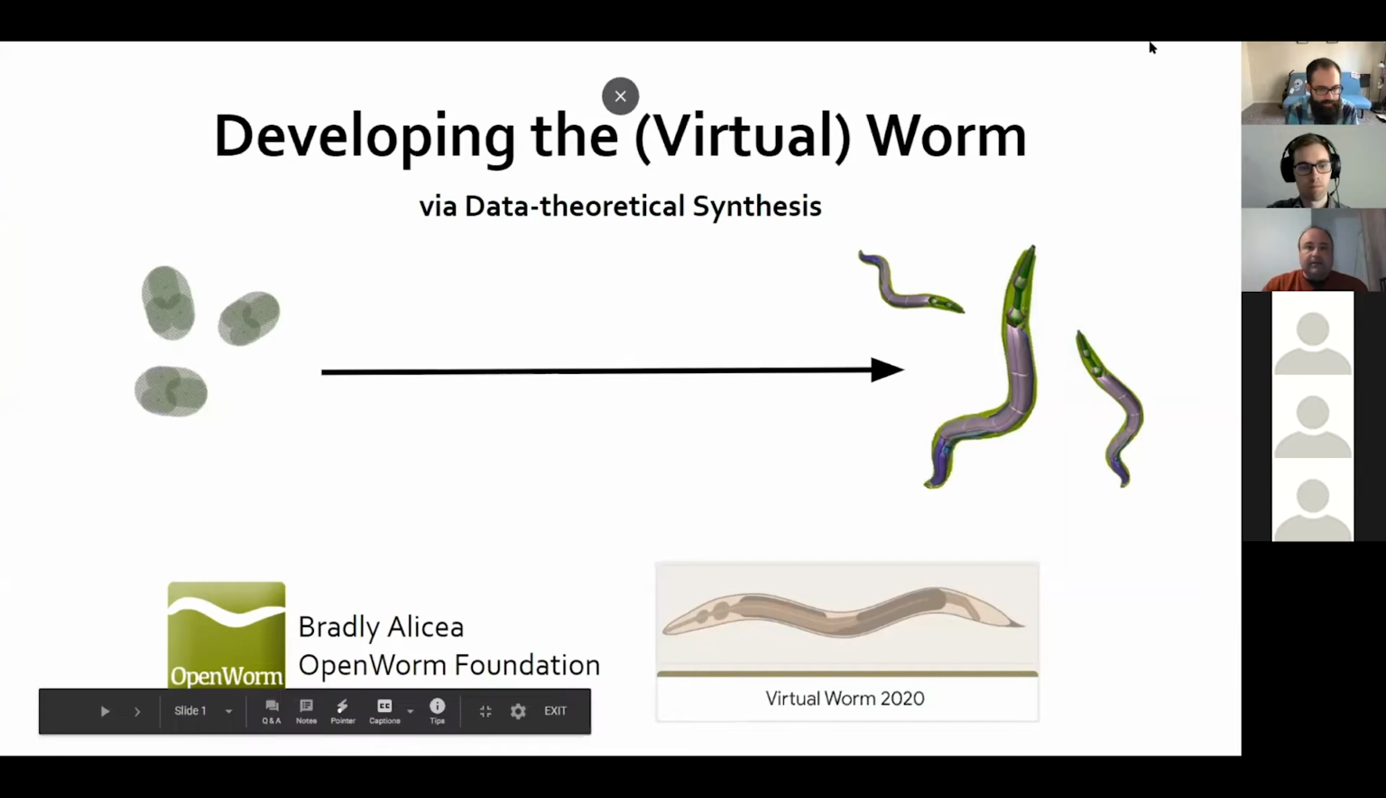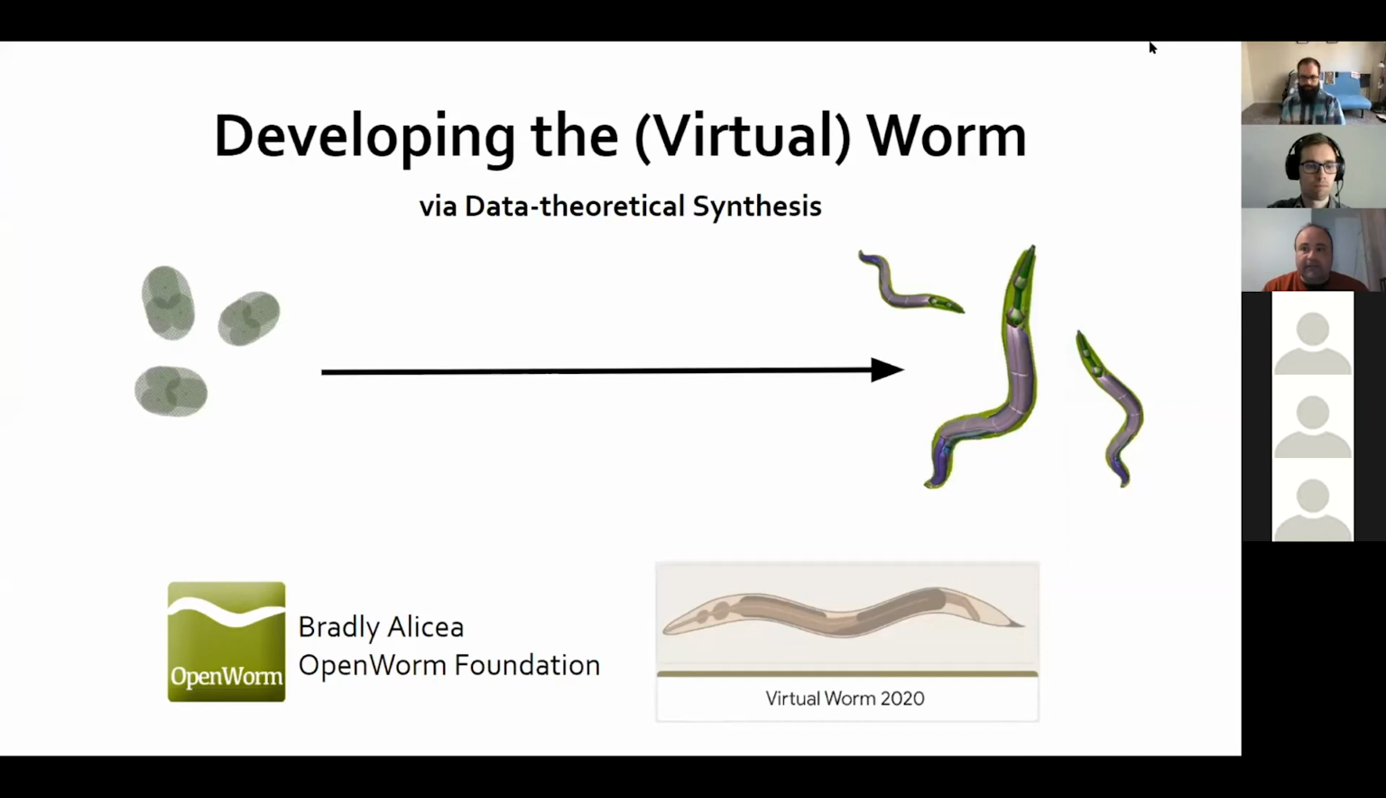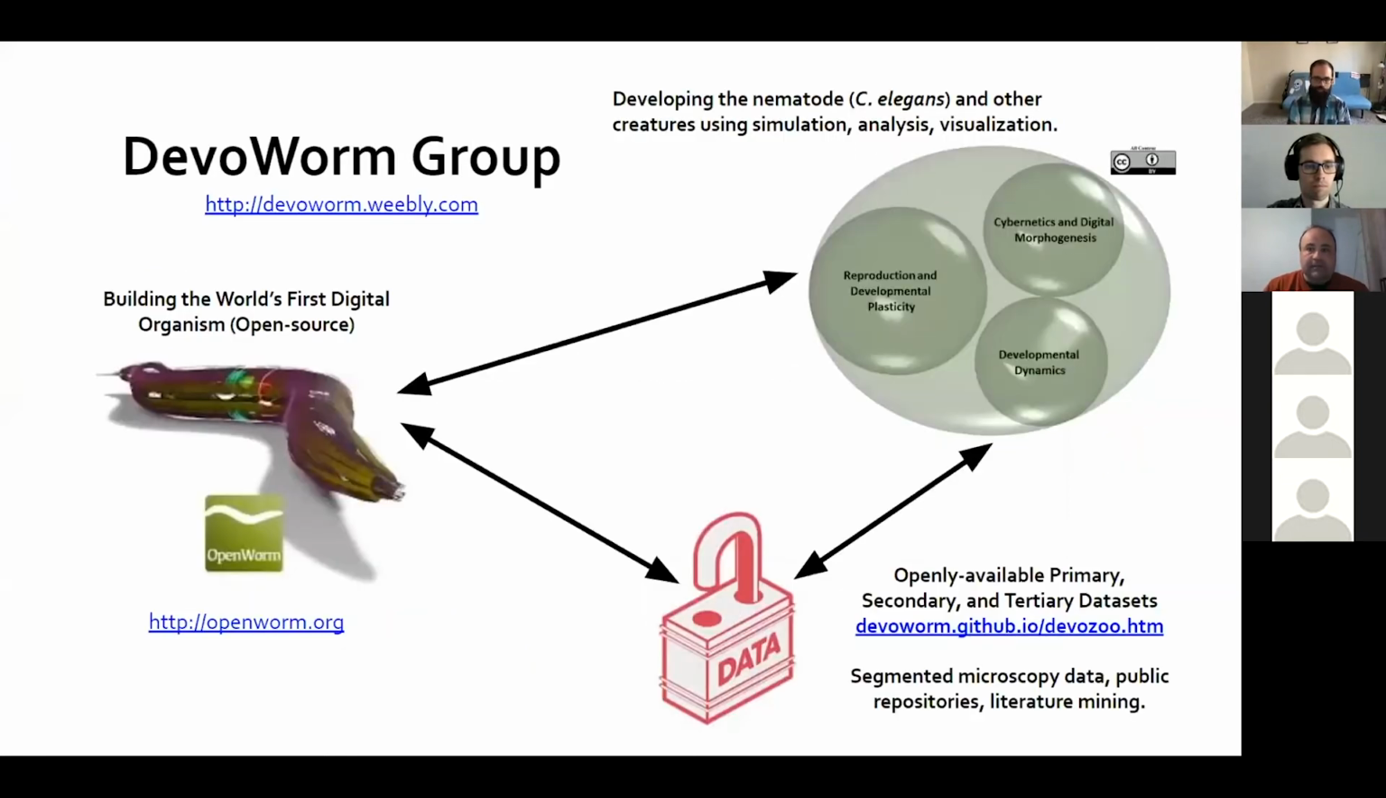Okay. Yeah, so this is some of the work. It's a collection of work that we've done over the last 5 or 6 years in our group here. This is the DevoWorm group, and this is our website at the top there and the hyperlink. And we're affiliated with the OpenWorm Foundation.